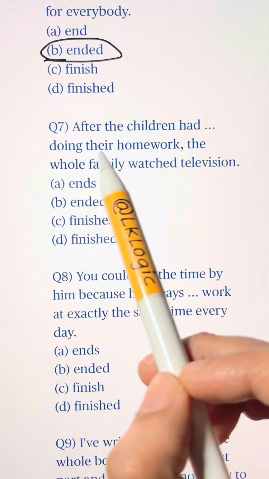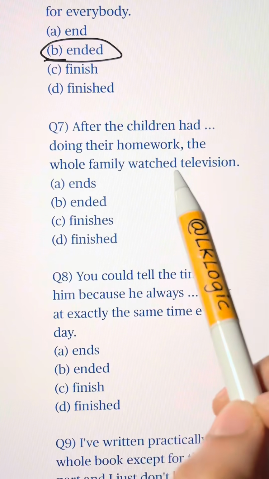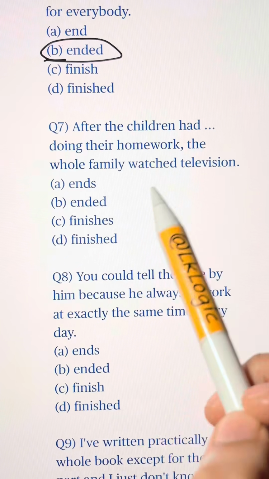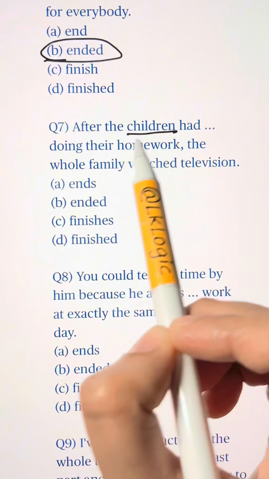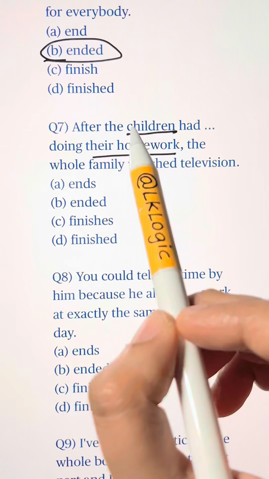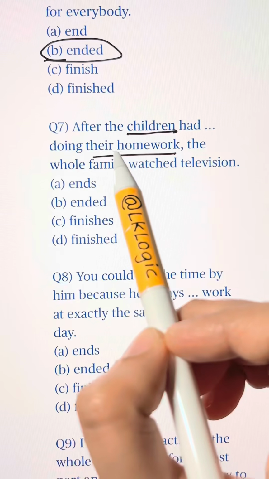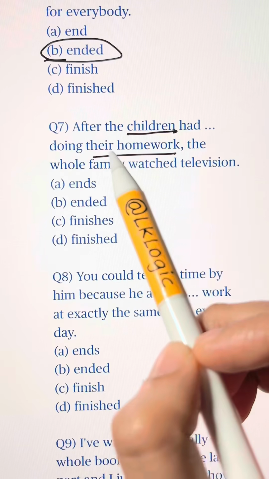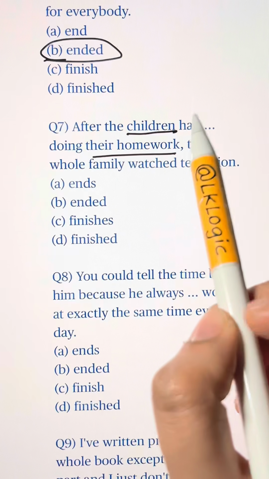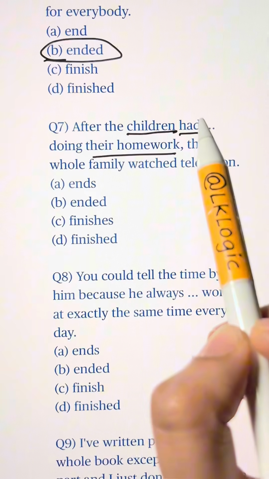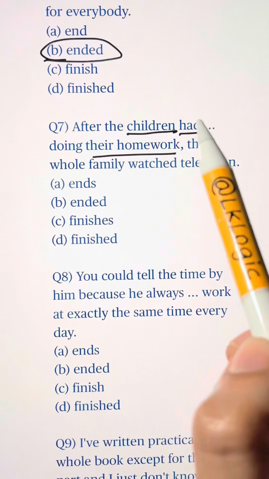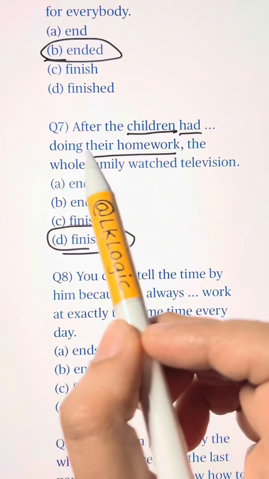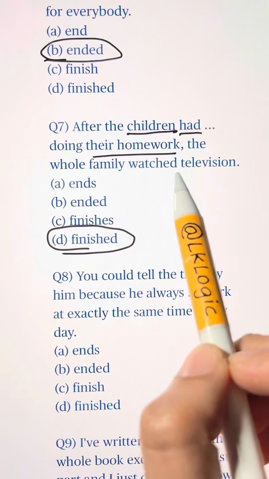Question number 7. After the children had blank doing their homework, the whole family watched television. Ends, ended, finishes, finished. So here what's happening? Someone is completing some task. Someone, the children, are completing some task of their homework. So when someone finishes something, we use finish, right? After the children had, now here you have had. So it has to be in past tense. You have to add an ed to finish. So that's your answer choice D. After the children had finished doing their homework, the whole family watched television.